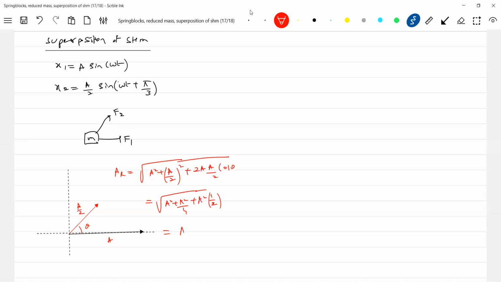Is that okay? Resultant amplitude? Check it once. 3 by 4, 3 by 4, 7 by 4. This is the resultant amplitude. How to calculate the phase?